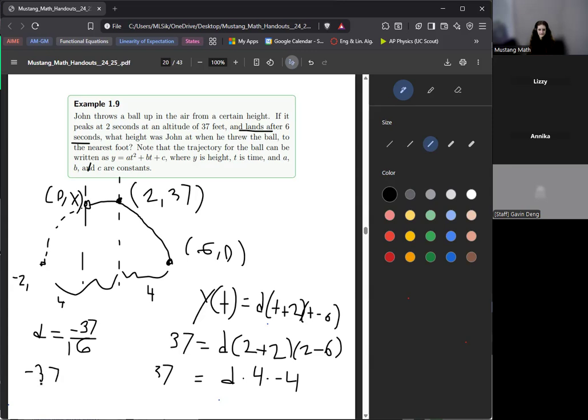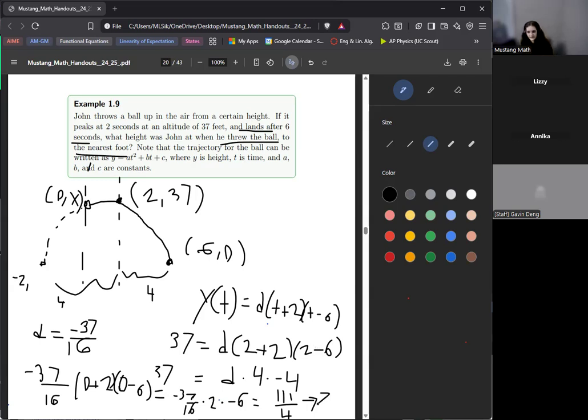So we have -37 over 16 is equal to 0 plus 2 times 0 minus 6. So solving this, we end up getting -37 over 16 times 2 times -6, and all of that will boil down to 111 over 4. So you might notice that they end up asking for like the nearest foot over here. So this ends up rounding to, let's see, 25, 60, yeah, 28 feet.